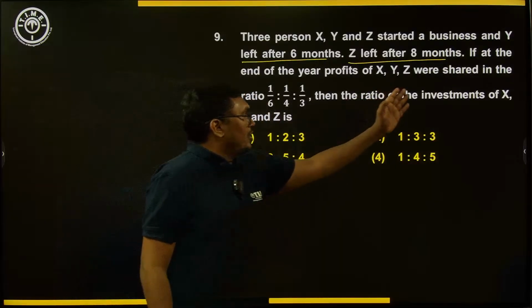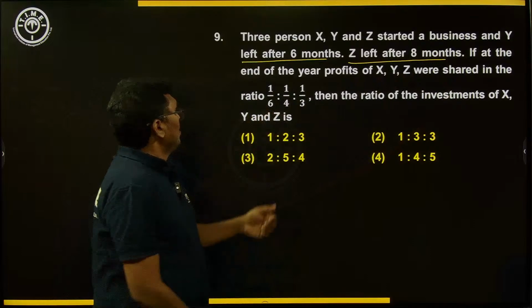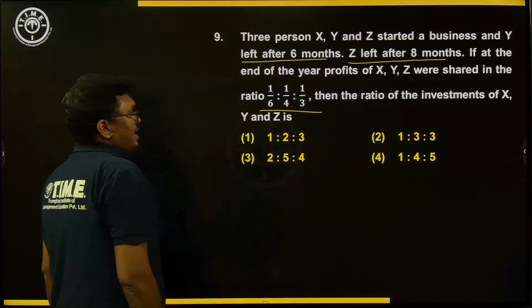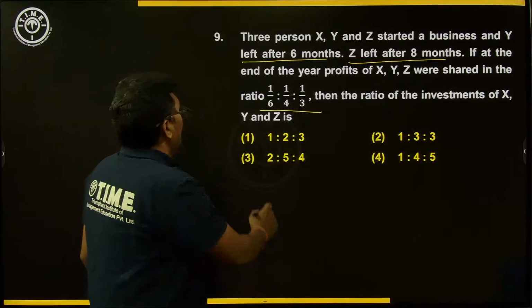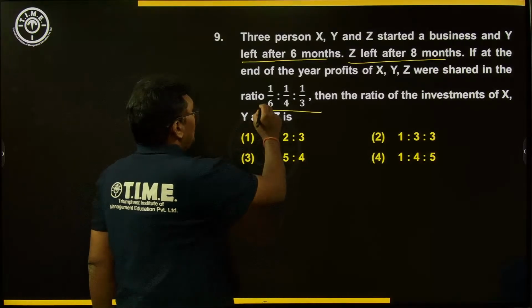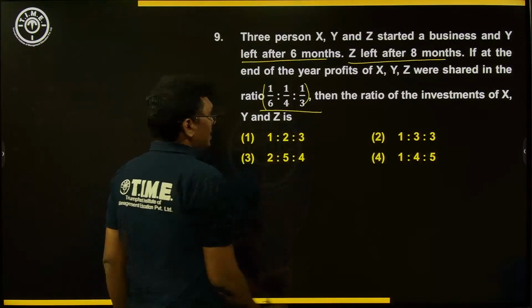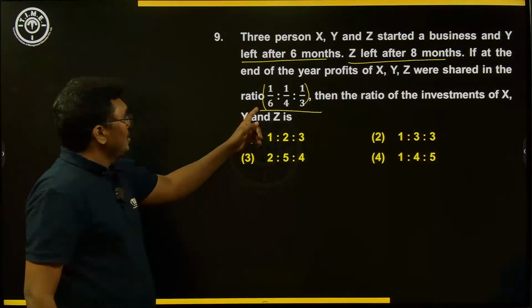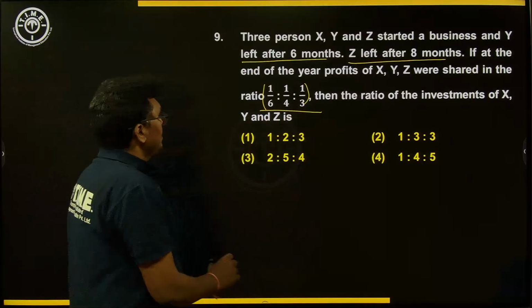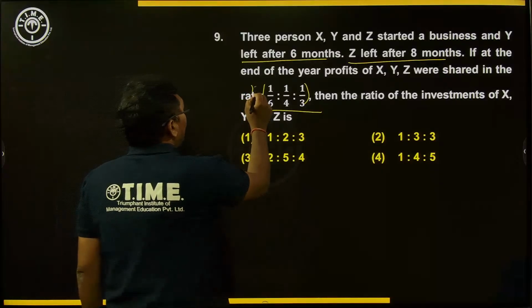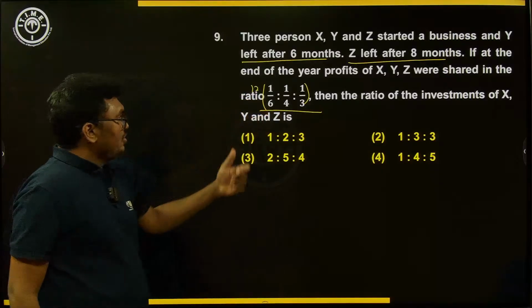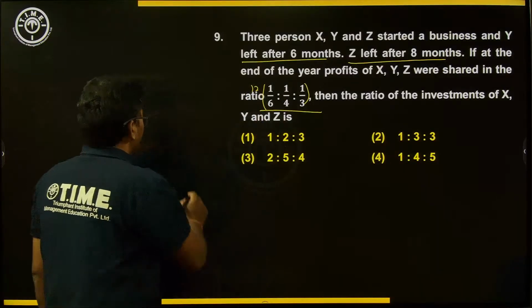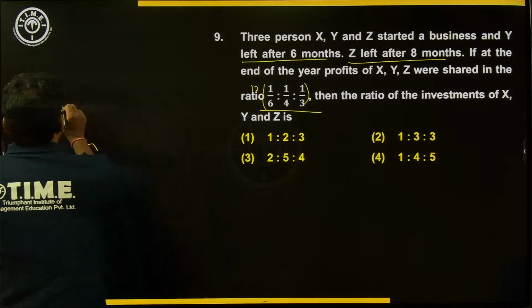profits of X, Y and Z were shared in the ratio 1 by 6 into 1 by 4 into 1 by 3. As the profit ratio is given in fractions, to avoid the fractions, just multiply the ratio with the LCM of the denominators. What is the LCM of the denominators 6, 4, 3? So this is 12, right? So just multiply the total ratio with 12. So multiplying, 12 into 1 by 6. That is the profit ratio.